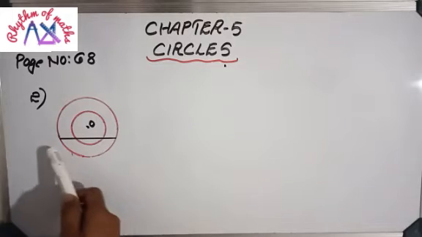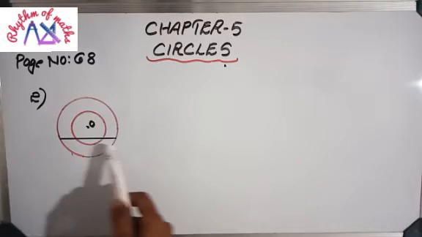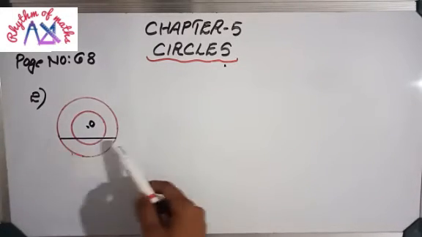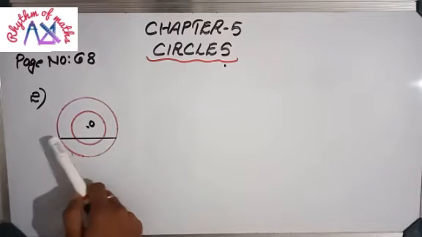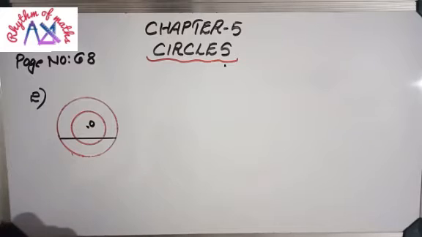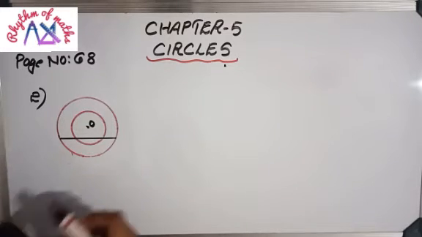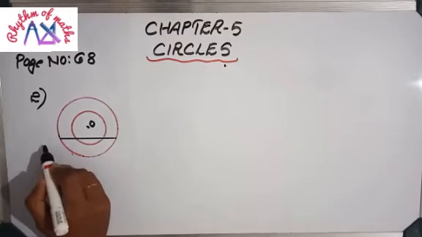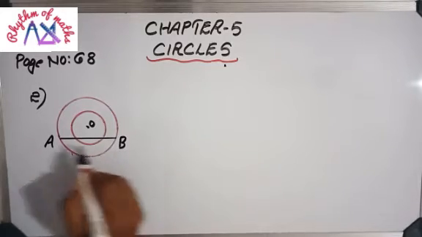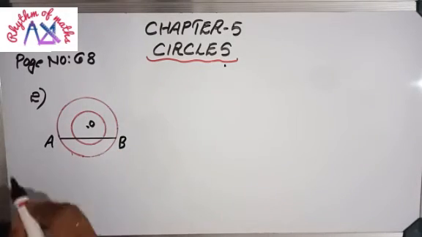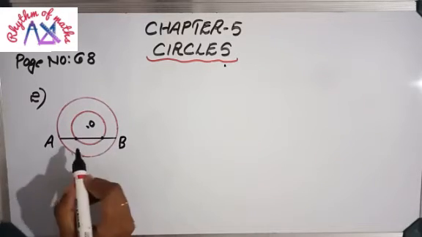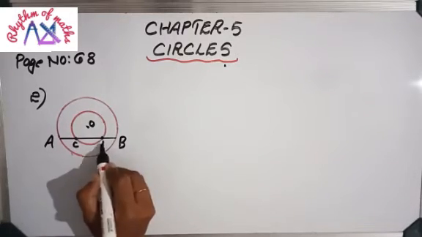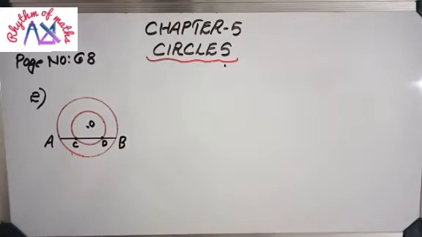And one chord is also here, an intersecting chord. That means this chord is common to both circles. First, let's mark the large chord as AB. AB is a chord of the large circle. Then the chord of the small circle, let's mark that as CD. CD is a chord of the small circle and AB is a chord of the large circle.